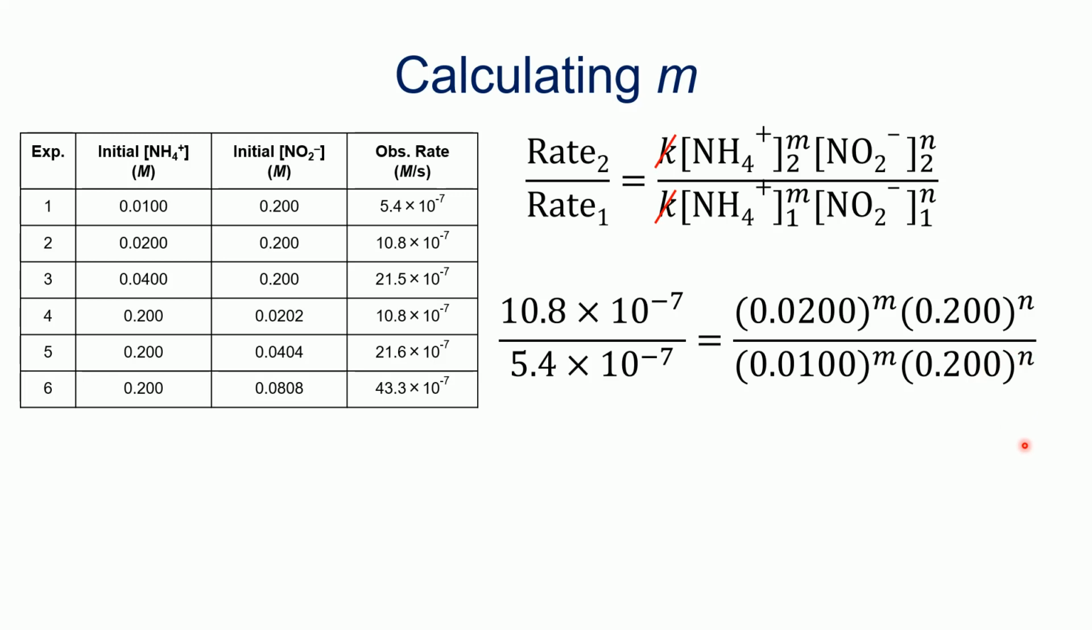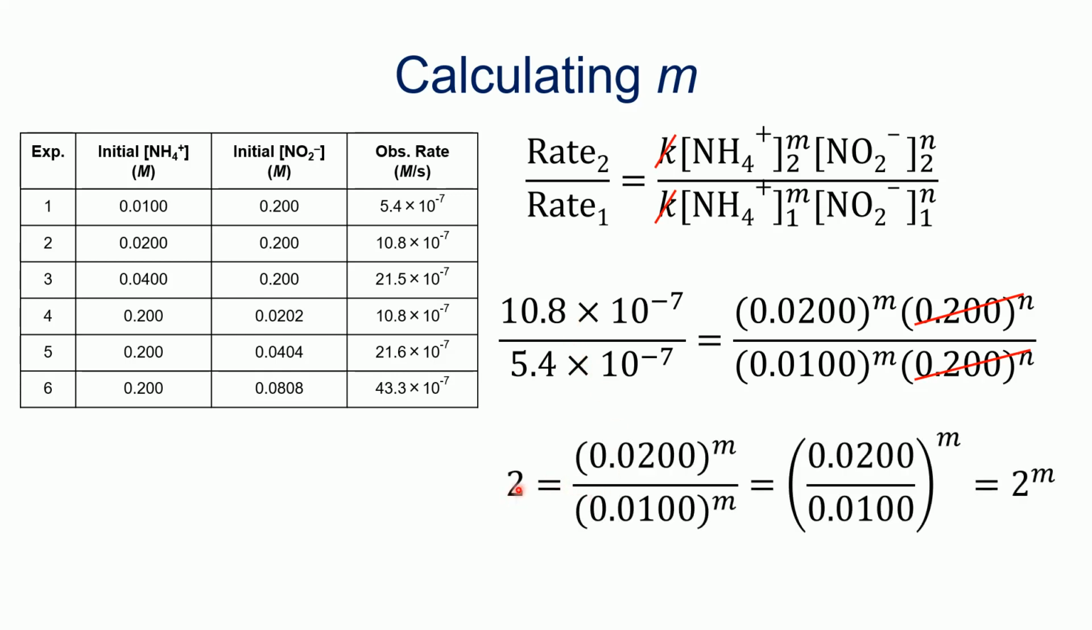Now right away, we can cancel out this quantity. 0.2 raised to the n power divided by 0.2 raised to the n power is equal to 1, so we can cancel those two values out. This divided by this is simply 2. So that is simply 2.